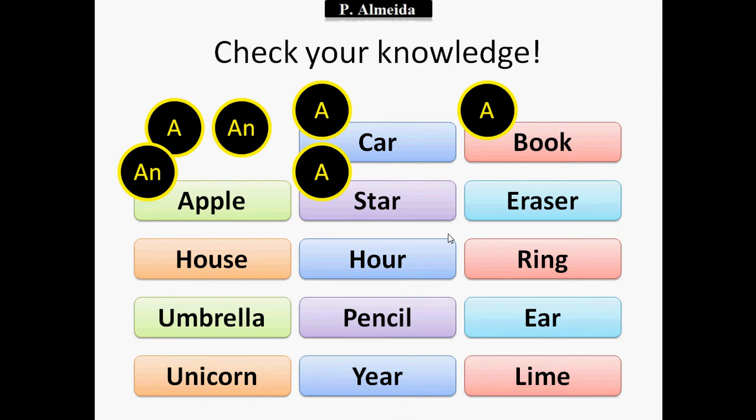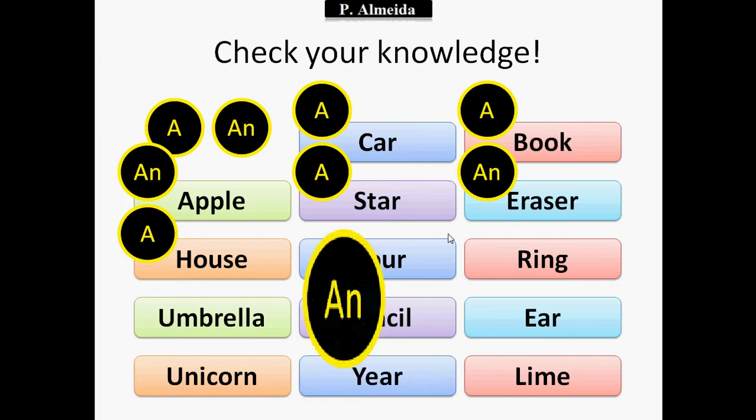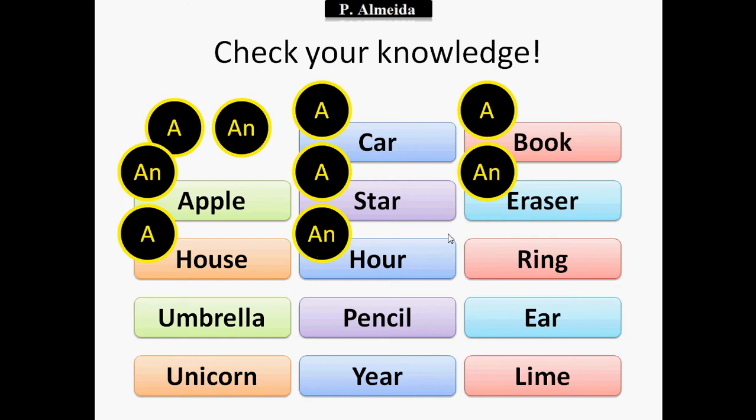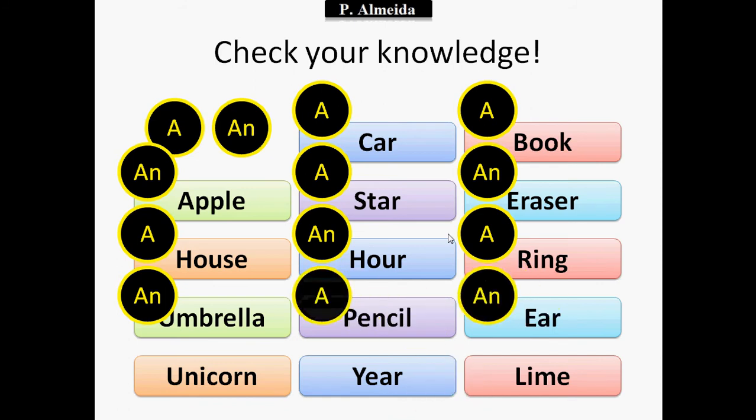A star, an eraser. I should say a house, because it's not a silent H, but an hour, just like in the example in the previous slide. I can say a ring, but I need to say an umbrella, okay? Because the U is just the vowel sound U, okay? Not the yoo, like hey you. Anyway, a pencil, an ear, a unicorn, a year. I have a problem saying ear and year, and then a lime.